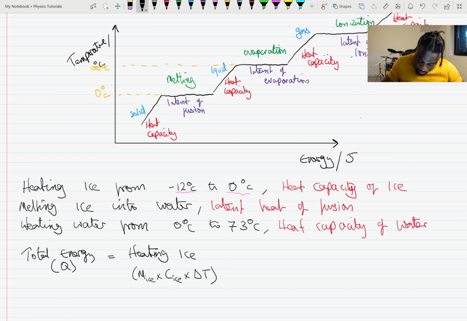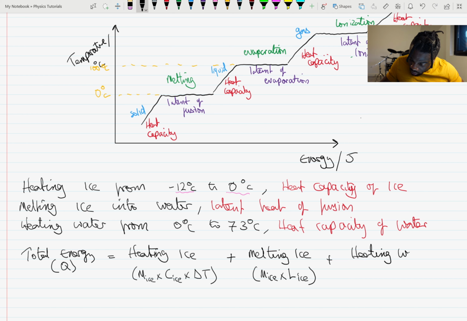to do that, plus melting ice, which is the mass of the ice multiplied by the latent heat of fusion of ice or water, plus heating water. And that is going to be the mass of the water, which is the mass of the ice as well, multiplied by the heat capacity of the water, multiplied by the change in temperature of the water.